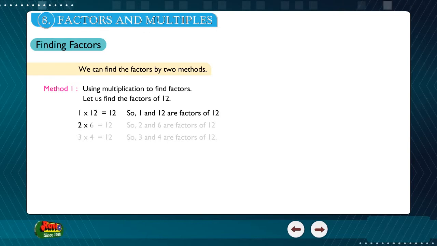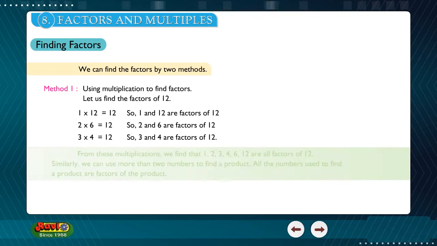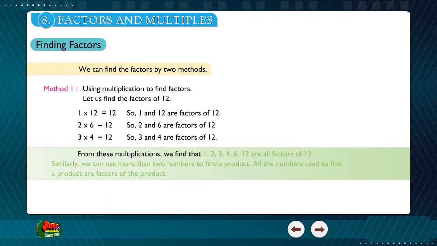2 into 6 is equal to 12. So, 2 and 6 are factors of 12. 3 into 4 is equal to 12. So, 3 and 4 are factors of 12. From these multiplications, we find that 1, 2, 3, 4, 6, 12 are all factors of 12.